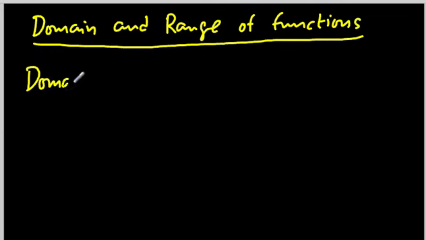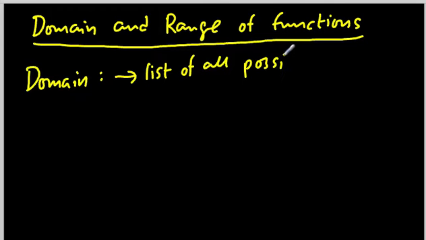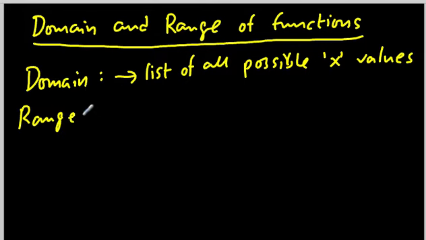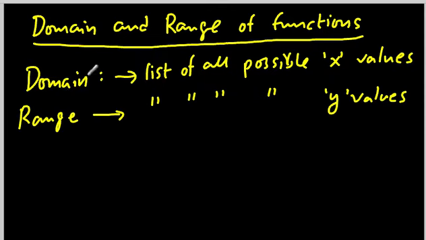The domain is, in essence, the list of all possible x values, right? So that is on the x-axis. And the range is the list of all possible y values. And in our study of domain and range, the previous video on set notation will become really, really important.